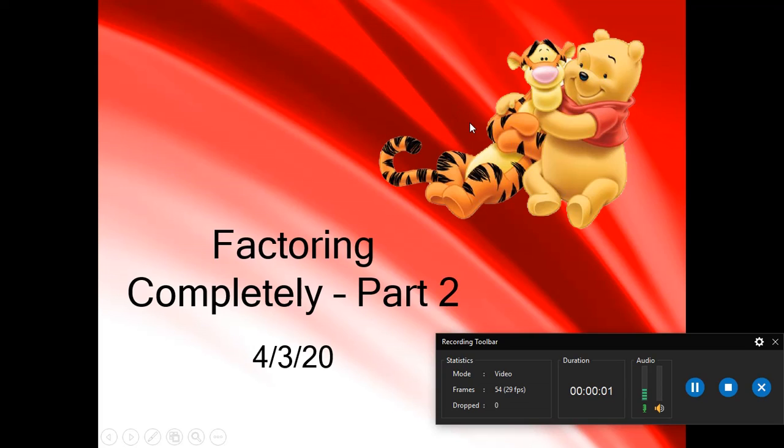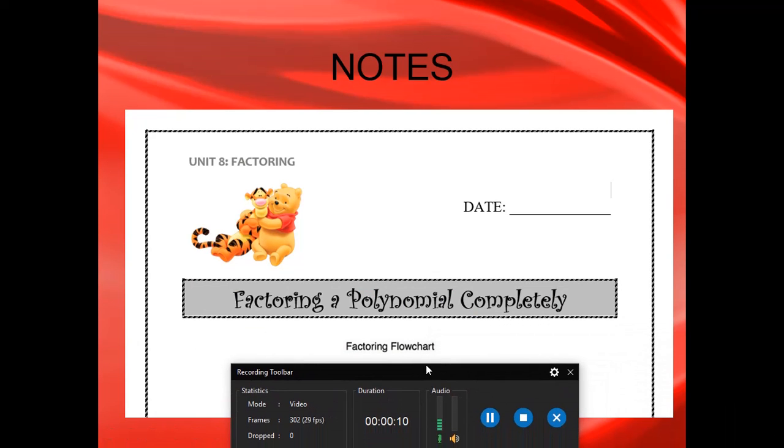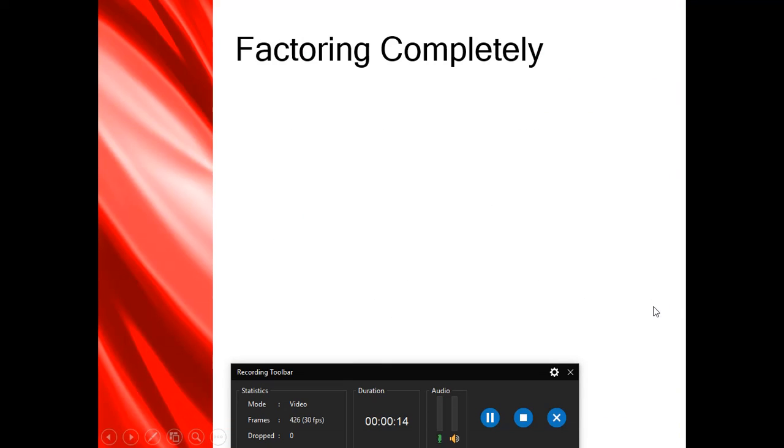We're going to finish our factoring completely notes. You can put today's date at the top. And this was the packet we started yesterday. Let's start with example number 5.